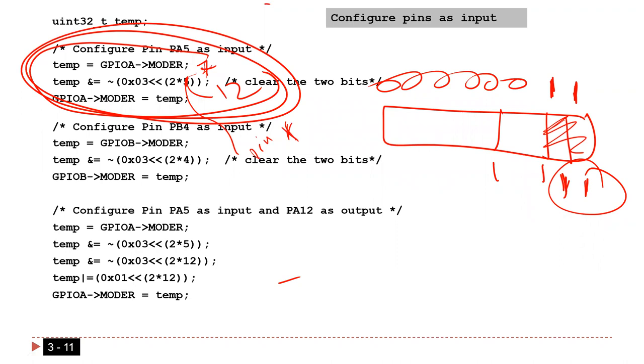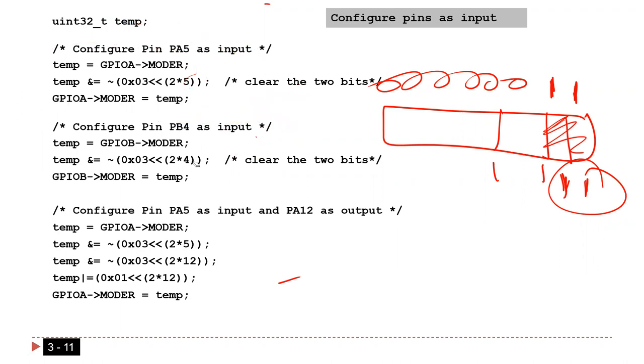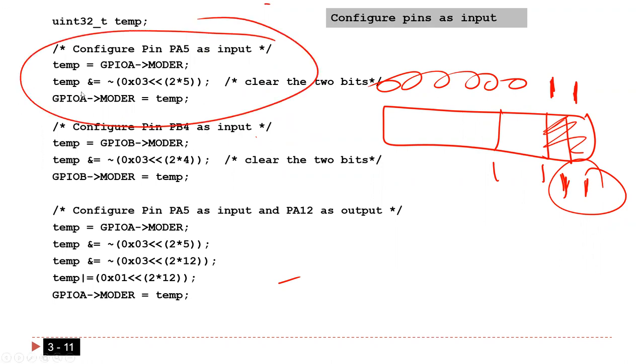Just to make programming easy, but you understand the idea. The idea is that I'm going to put here 1, 1, and then I'm going to shift it by 2 times the pin number. If I do that, this 1, 1 is going to come under the 2 bits for this pin. You got what I'm saying? Very easy. So every time, I give you a lot of examples here. How can you program PA5?